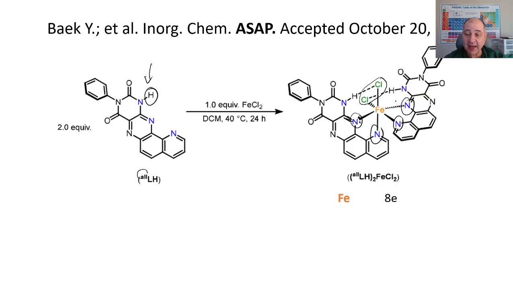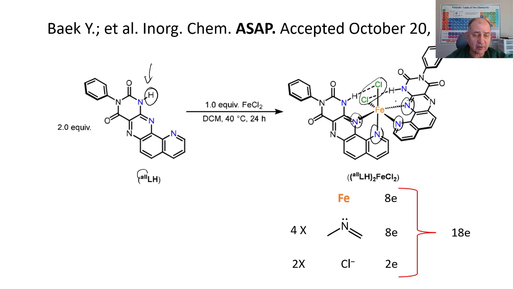First, of course, we have the iron. Iron is 8 as before. Then we have the 4 amine contacts. And then instead of having neutral aqua ligands, which contribute 2 electrons each, now we have the chloro ligand, which is monoanionic. So each contact is 2 electrons. And this is how we end up again with 18 electrons. So this should give you an A on the exam.